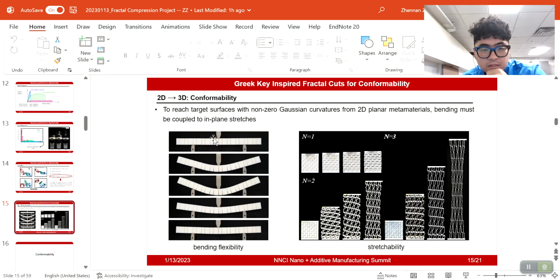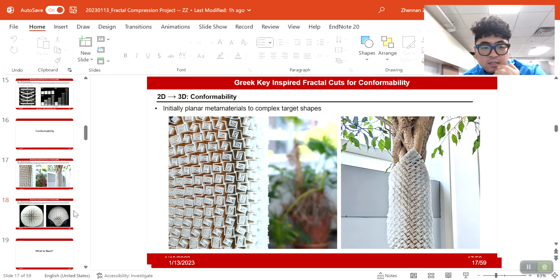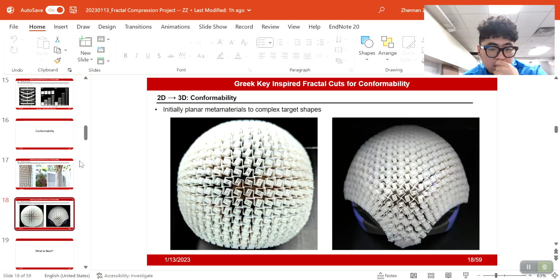So from the bendability and the stretchability study, we can know that we can use the 3D structure to realize some conformability. I printed a sample to do this demonstration. It can cover some very irregular shapes very well.